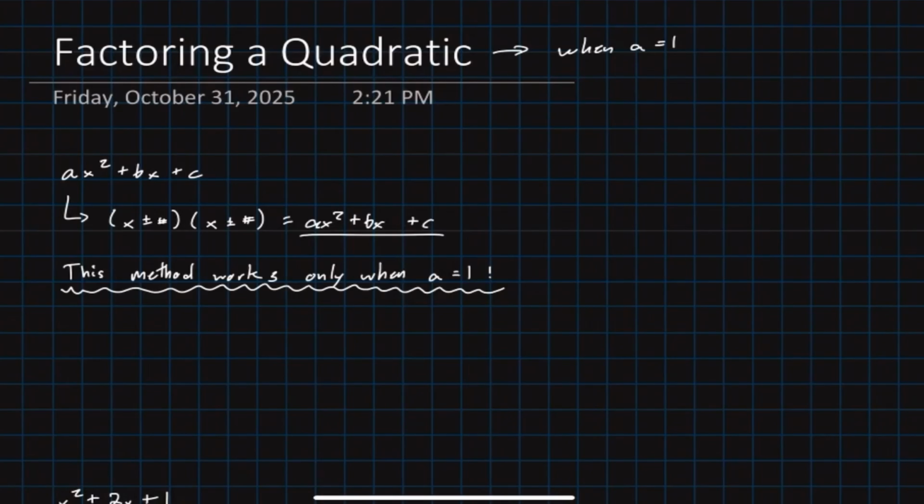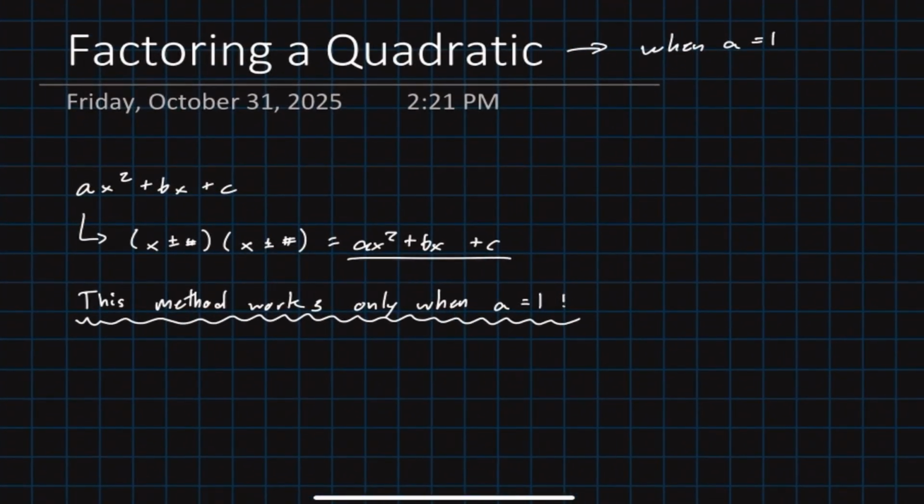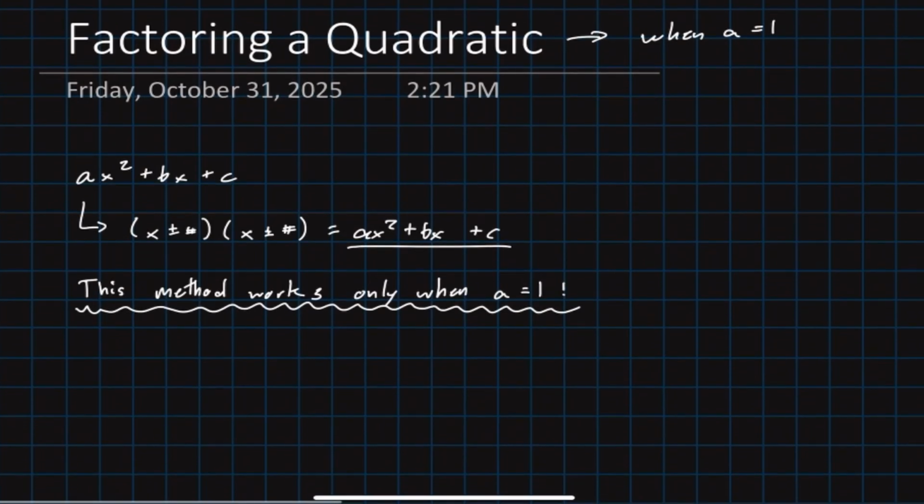Hello, so today we're going to be going over how to factor a quadratic when our leading coefficient, or our a value, is equal to 1. Before we actually get into the math, I just want to show you that what we're doing is taking this standard polynomial and breaking it up into two binomials, of the form x plus or minus some number times x plus or minus some other number, and we're saying that when we multiply those together, it'll equal our original polynomial.